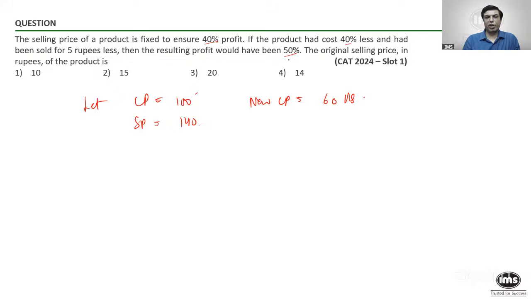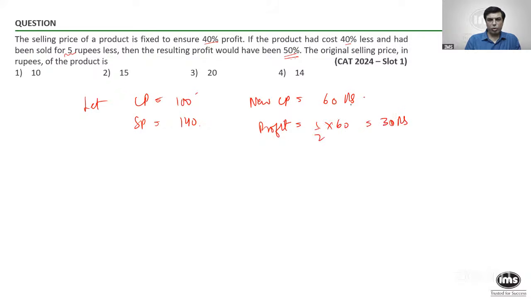Percentage basically means a ratio, and this is an actual value. So don't use this straight away. You just use the next percentage. He's saying profit would be 50%. So if cost price is 60 rupees and profit is 50%, meaning half, how much will be profit? It's going to be 30 rupees.